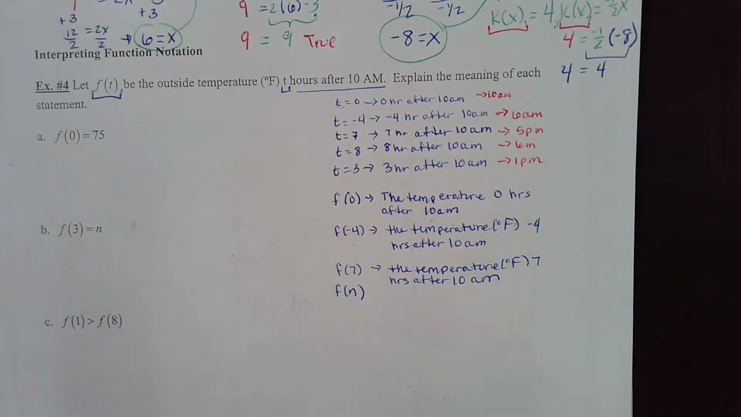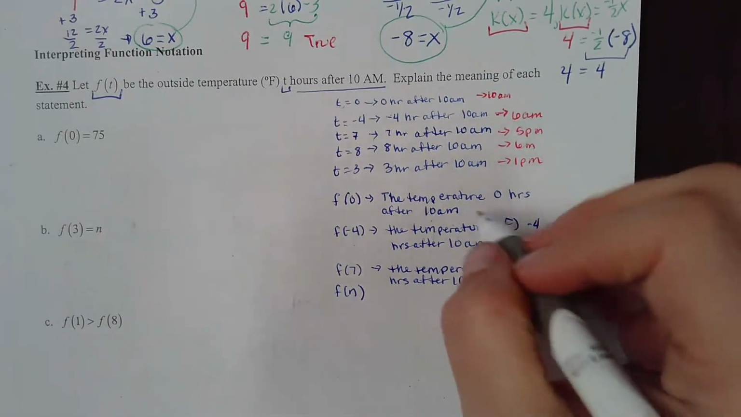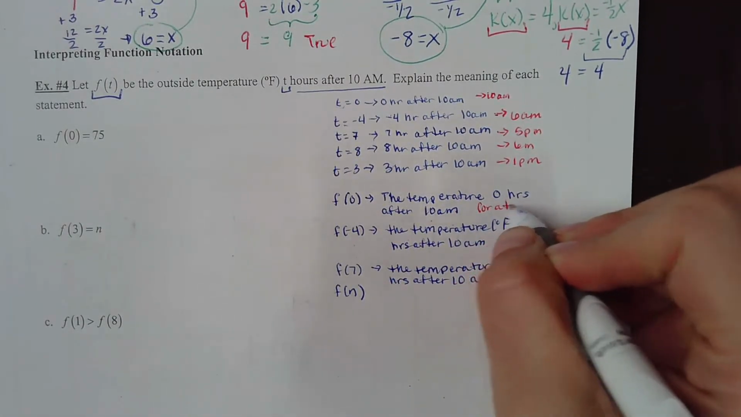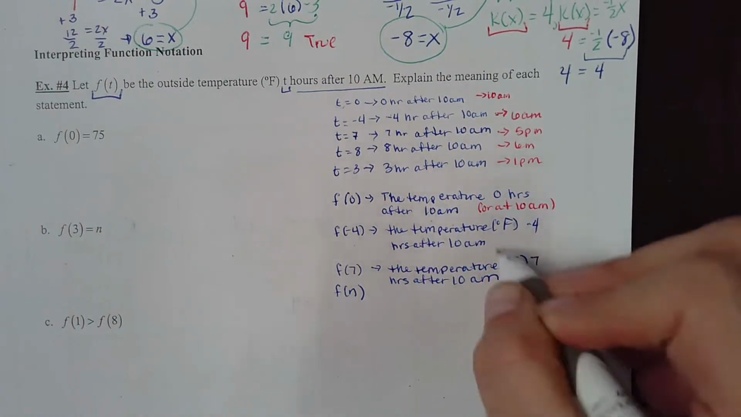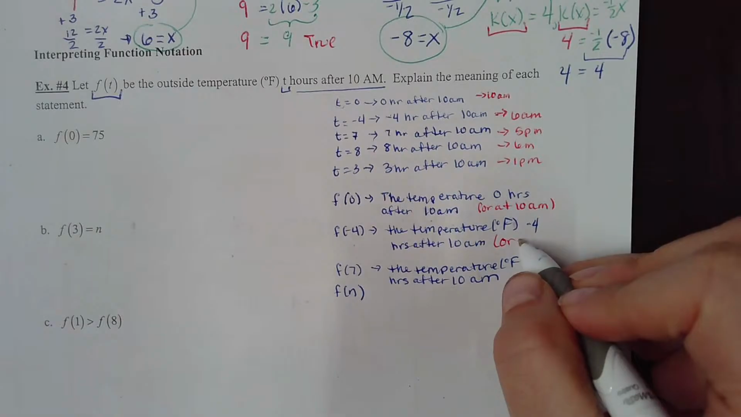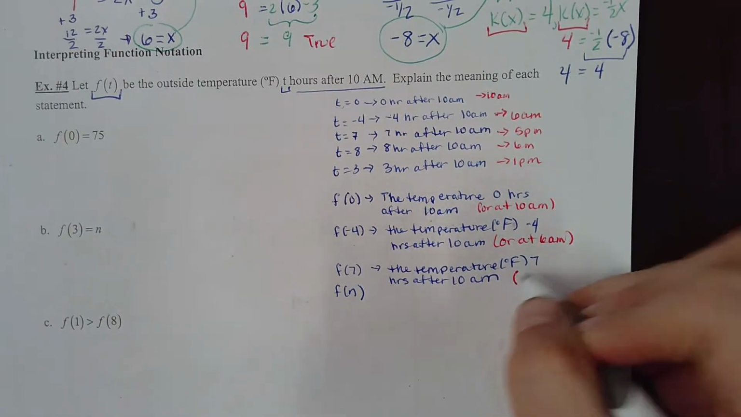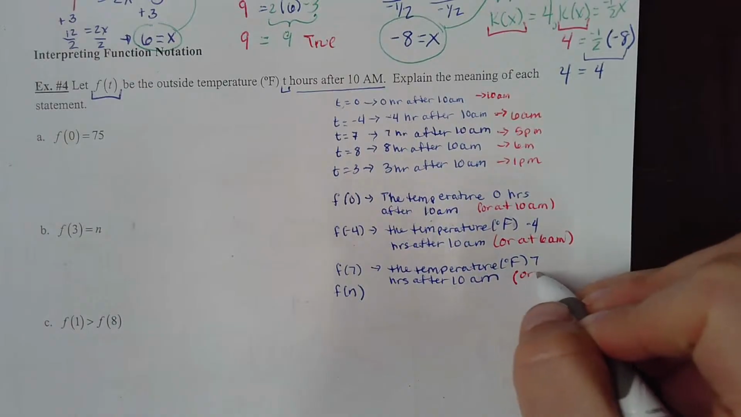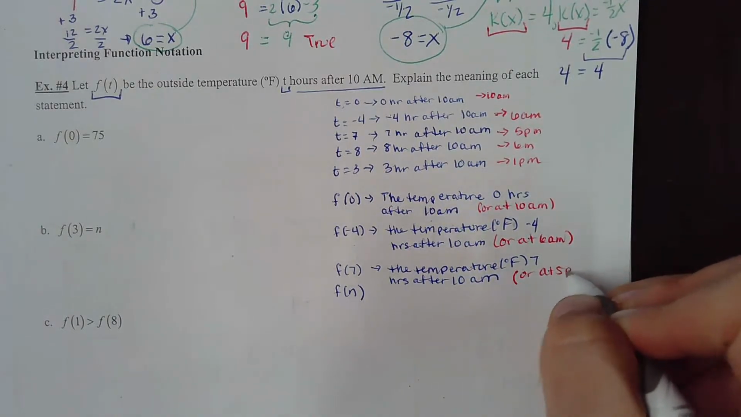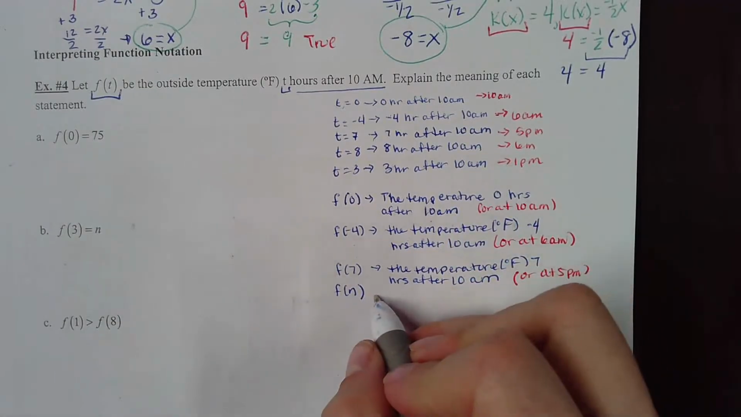Now remember, 0 hours after 10 a.m. would be the same as saying at 10 a.m., or -4 hours would be at 6 a.m. 7 hours after 10 a.m. would be at 5 p.m. When I leave a variable in, it gets a little bit tricky.